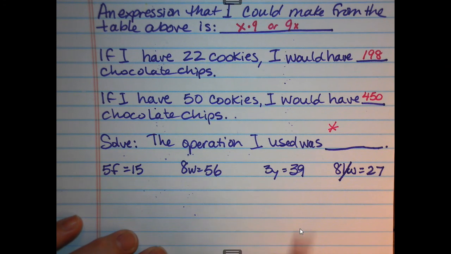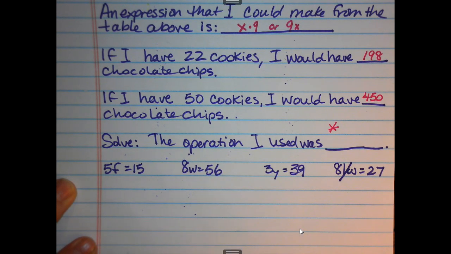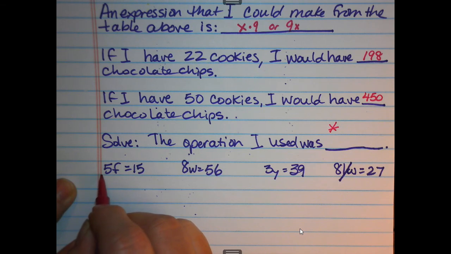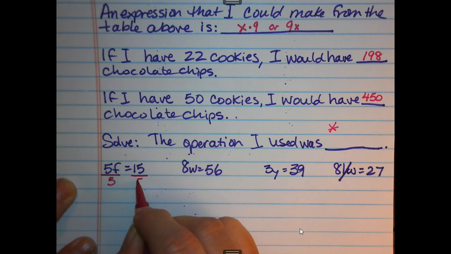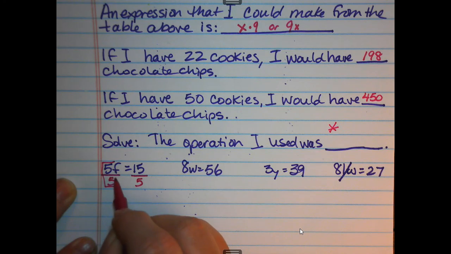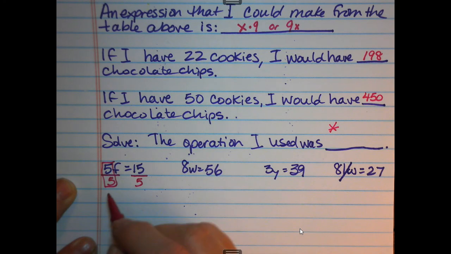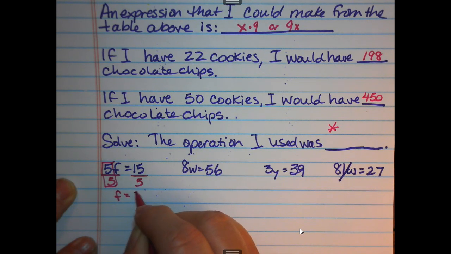All right, so let's take a look here. If a number and a letter are next to each other, it's multiplication. So this is really 5 times F equals 15. Now, just like we did in our last assignment, we are going to try to get the variable by itself. The opposite of multiplying by 5 is dividing by 5. So this becomes one giant fraction that is a giant 1. And we have F equals 15 divided by 5, which, most of us know, is 3.